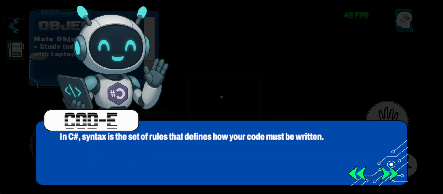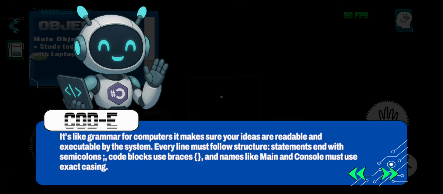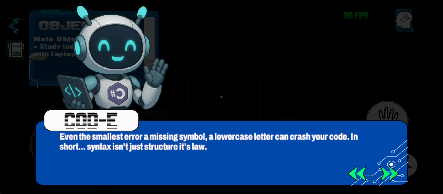In C#, syntax is the set of rules that defines how your code must be written. It's like grammar for computers. It makes sure your ideas are readable and executable by the system. Every line must follow structure. Statements end with semicolons, code blocks use braces, and names like Main and Console must use exact casing. Even the smallest error, a missing symbol, a lowercase letter, can crash your code. In short, syntax isn't just structure, it's law.